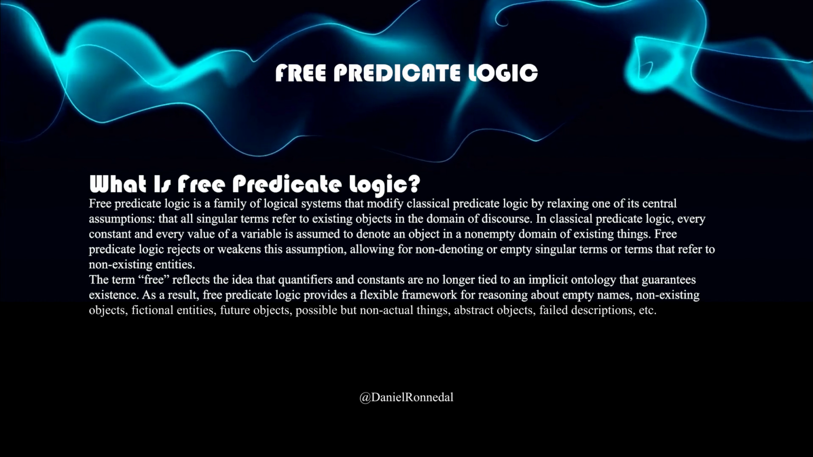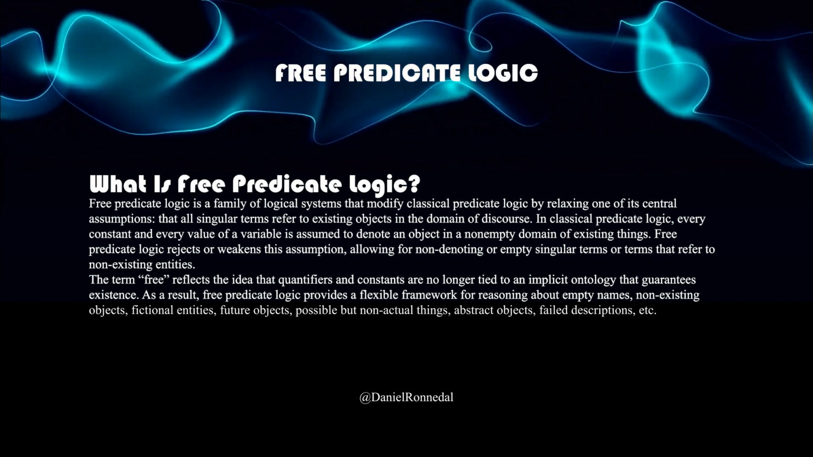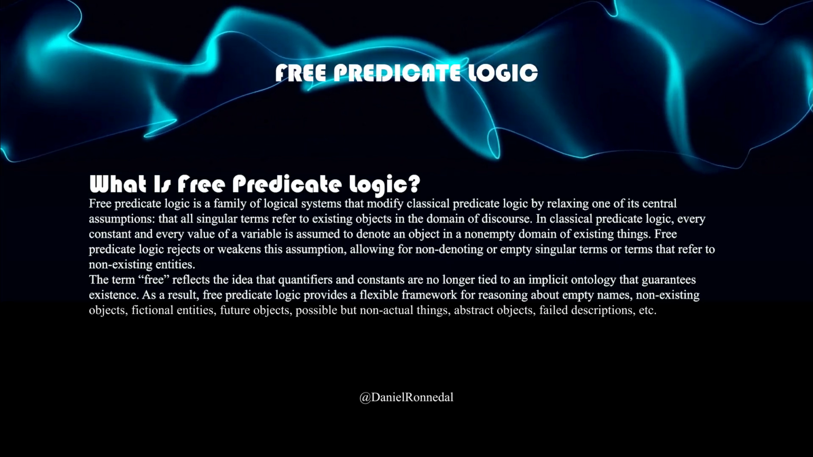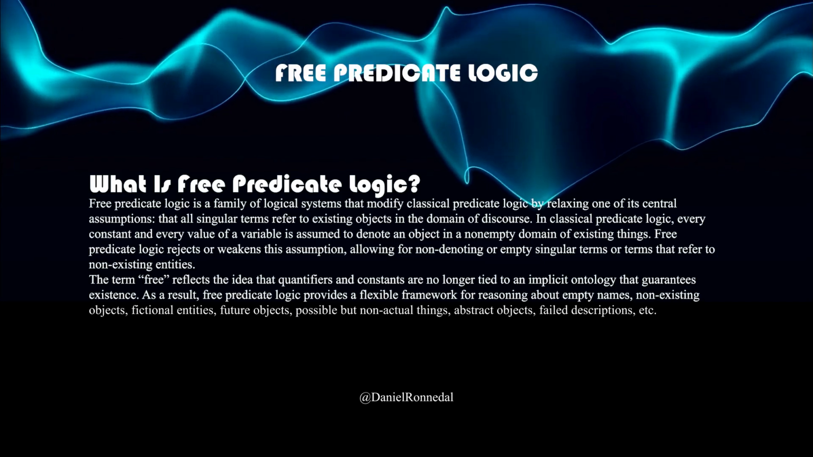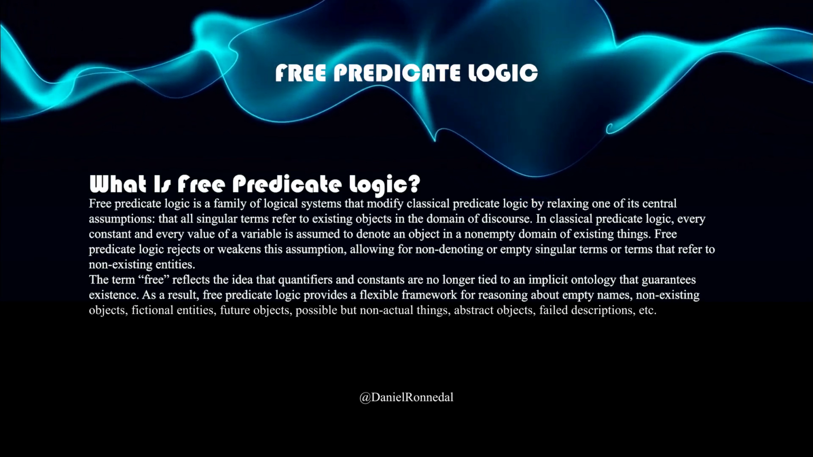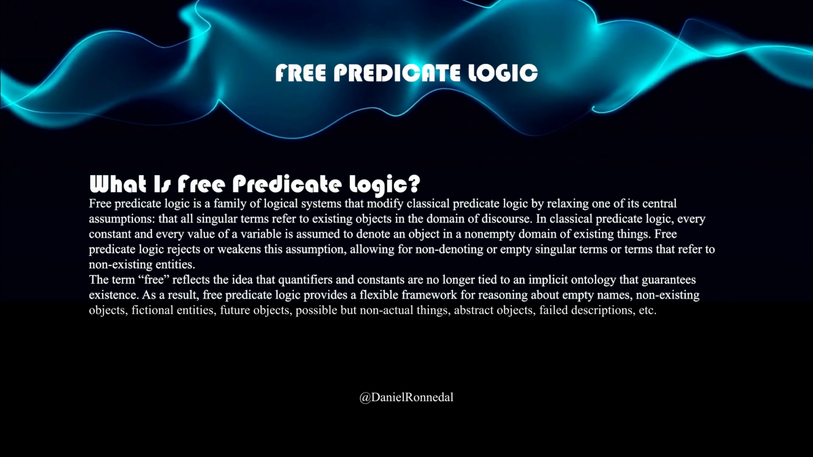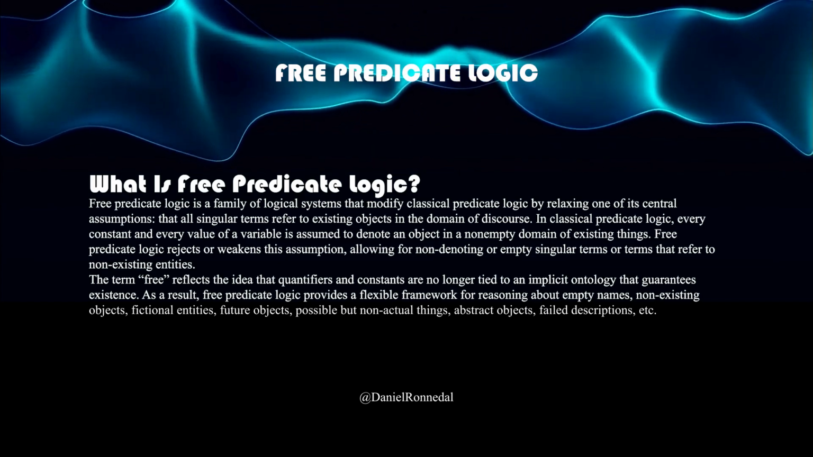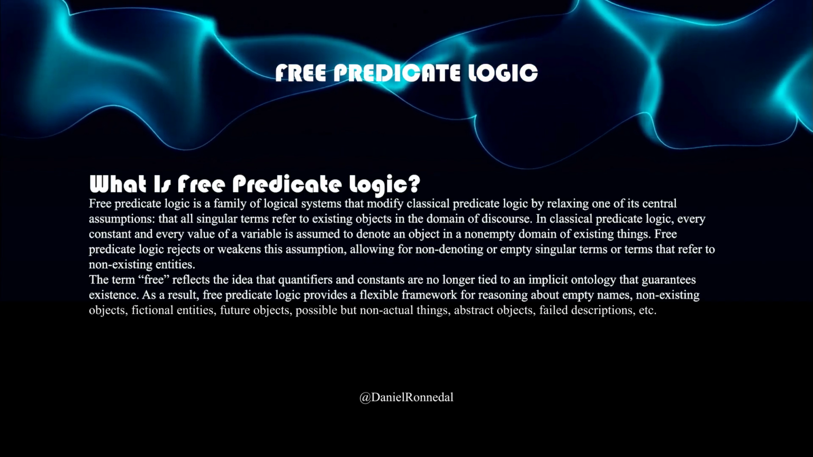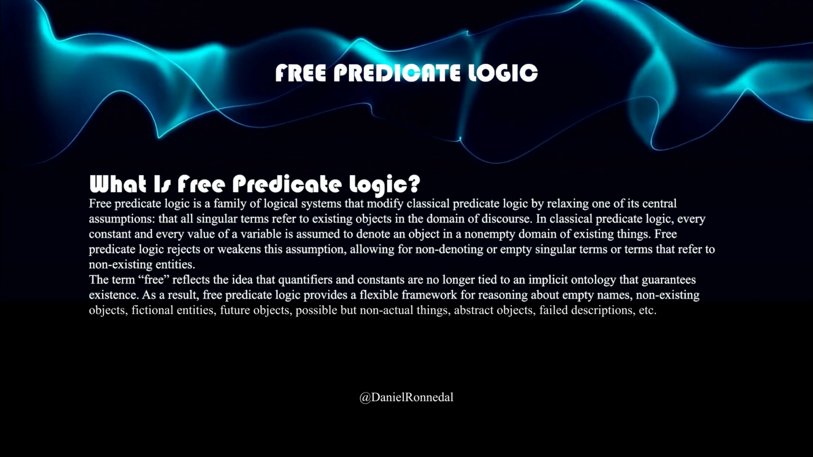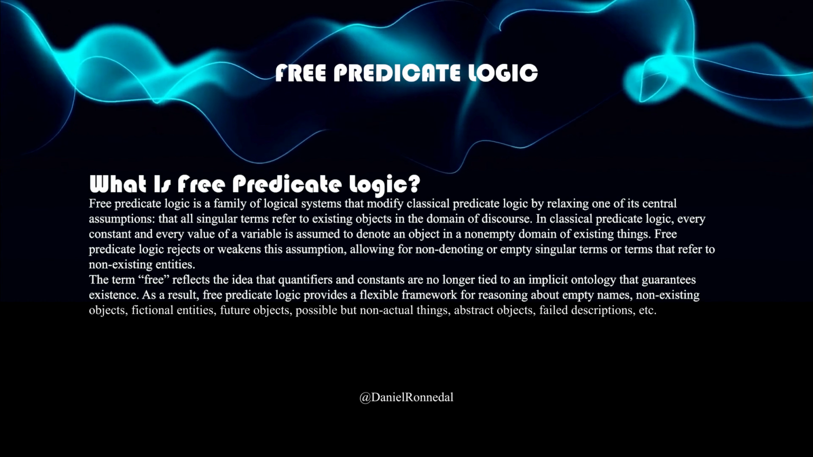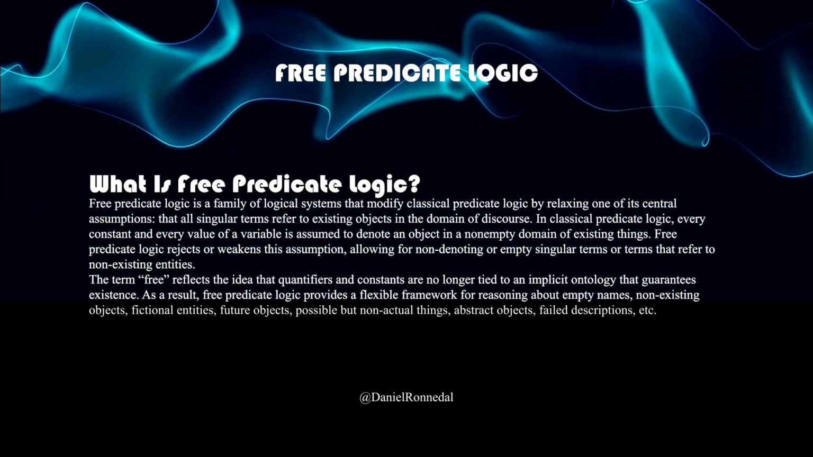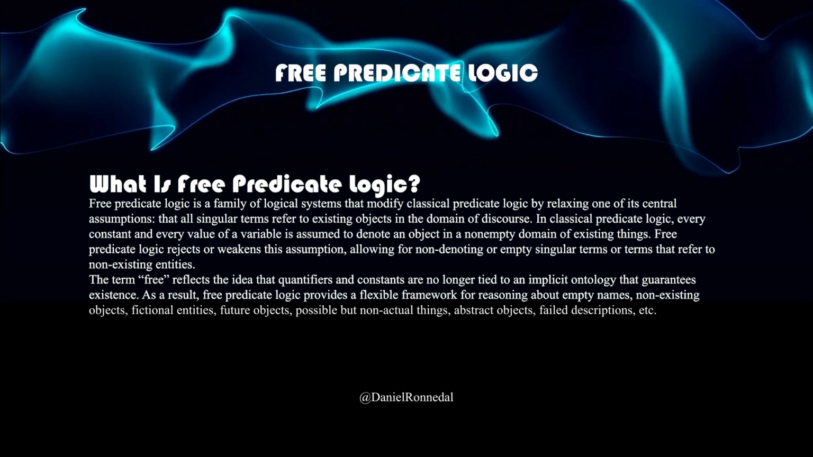Free predicate logic rejects or weakens this assumption, allowing for non-denoting or empty singular terms or terms that refer to non-existing entities. The term free reflects the idea that quantifiers and constants are no longer tied to an implicit ontology that guarantees existence. As a result, free predicate logic provides a flexible framework for reasoning about empty names, non-existing objects, fictional entities, future objects, possible but non-actual things, abstract objects, failed descriptions, etc.